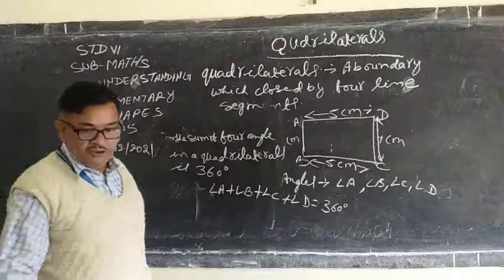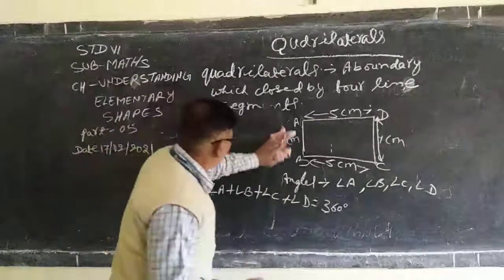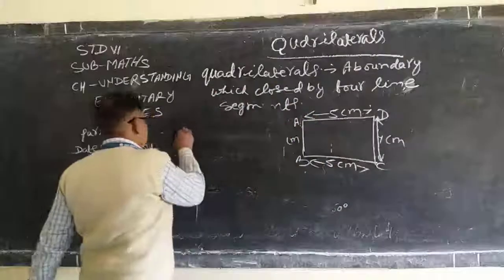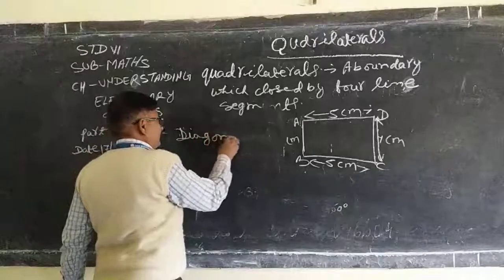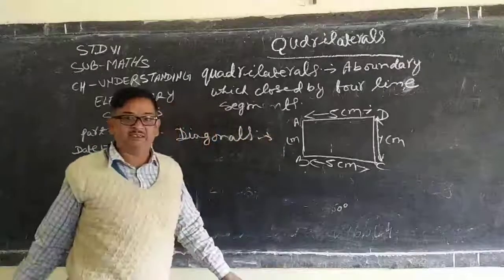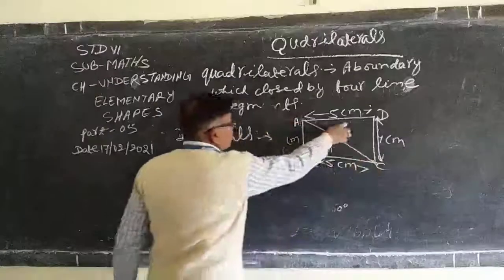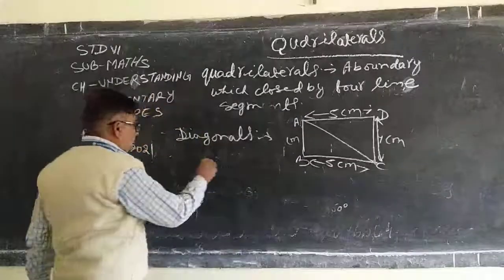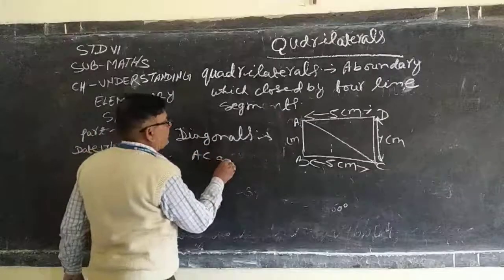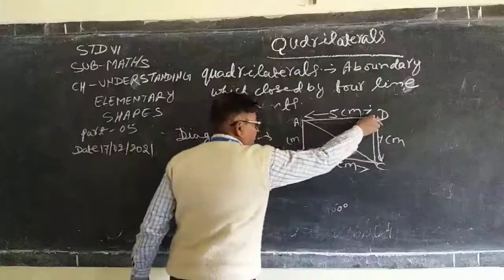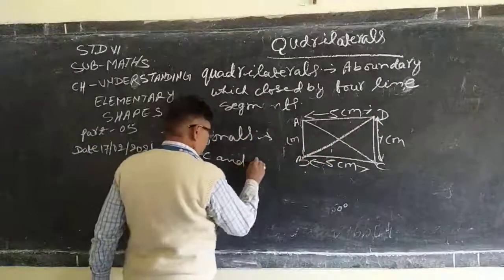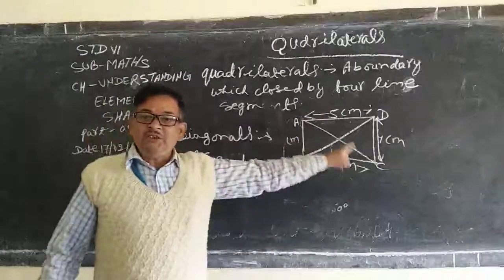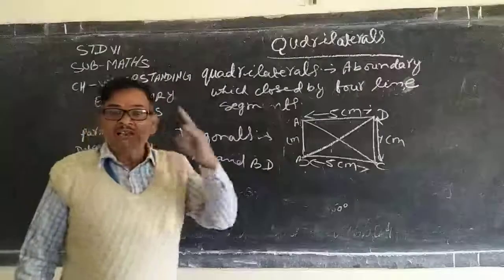Clear? Now I am talking about diagonals. See this one, diagonals. Here are 2 diagonals. AC divides it into 2 triangles. So AC is a diagonal, and from B to D, BD. These are called diagonals. It means the diagonals divide a quadrilateral into 2 parts.